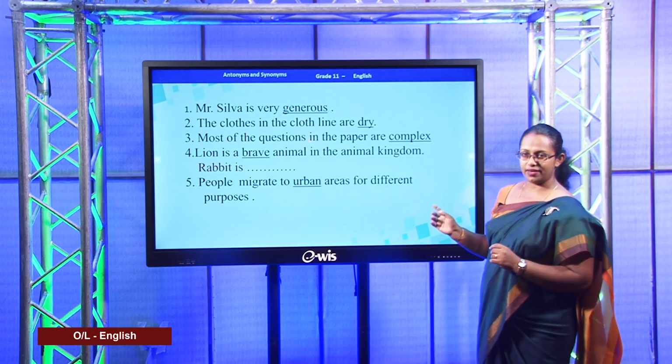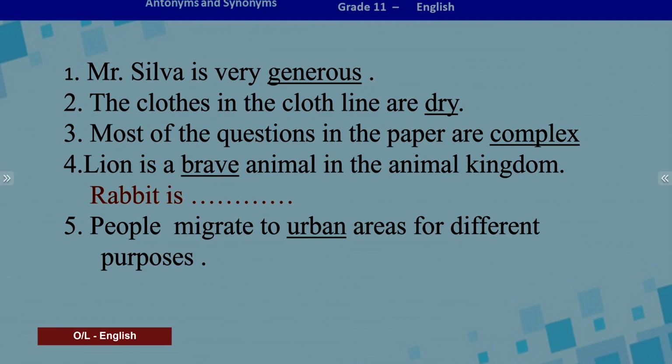Here on the screen, you can see some sentences. I am going to read them for you. Each sentence has an underlined word. The first one, Mr. Silva is very generous. In the first one, what is the underlined word? It is generous. Second one, the clothes in the cloth line are dry. The underlined word is, of course, dry.